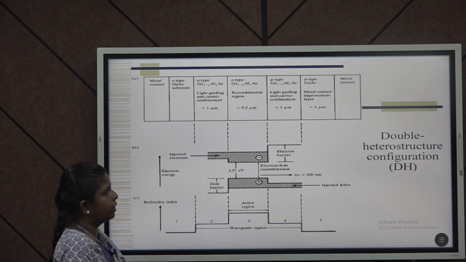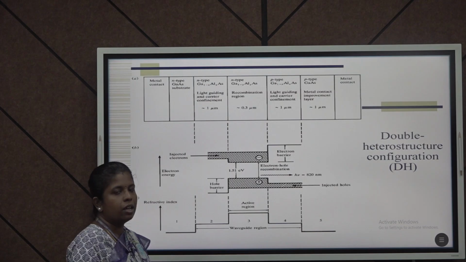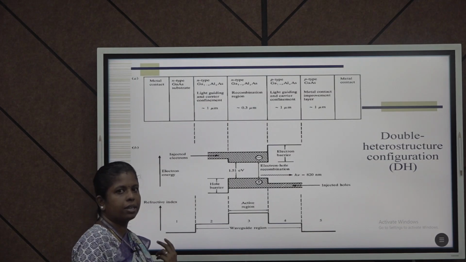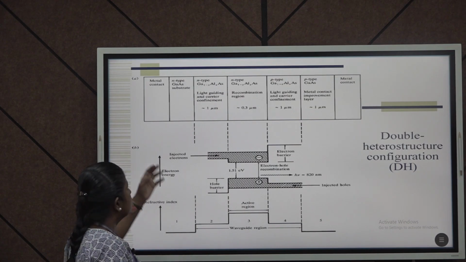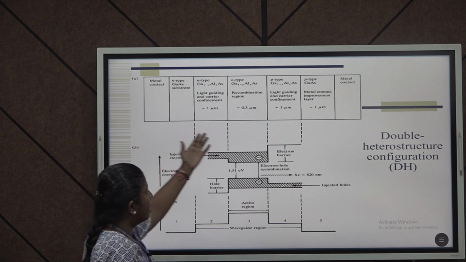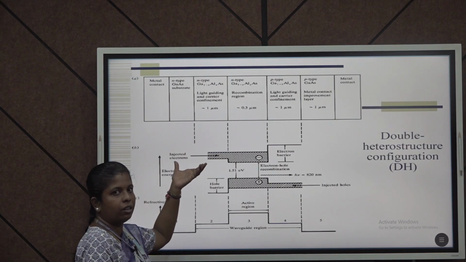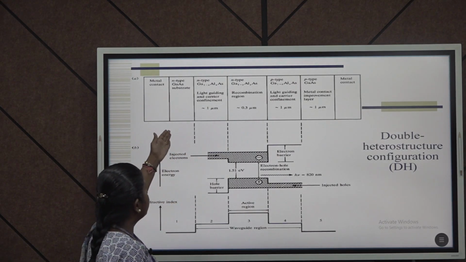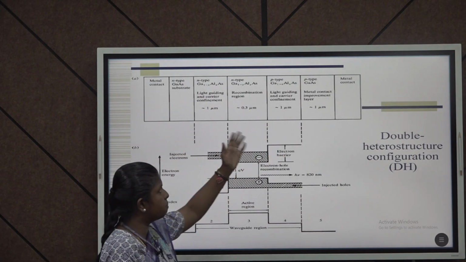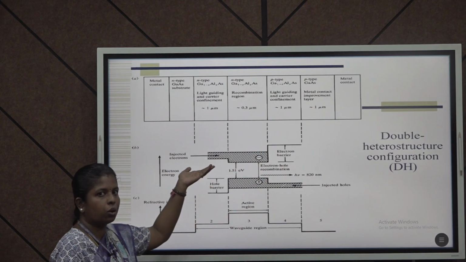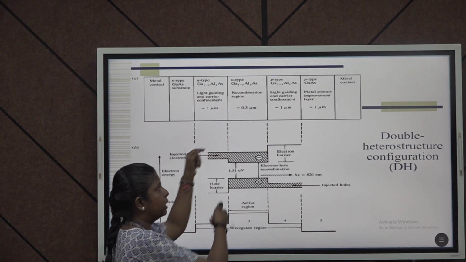And coming to the LED configuration, here a double heterostructure configuration is chosen. The two semiconductor materials are sandwiched around the active layer. Here you can see there is a metal layer, and on the other side it is also a metal layer. It is a metal contact to these semiconductor regions. Here you have n-type material and here you have p-type material, which are injected with electrons and holes, and they recombine in this particular active region.